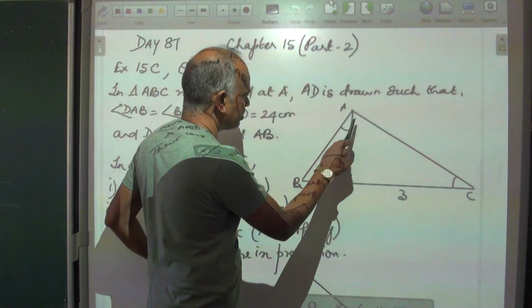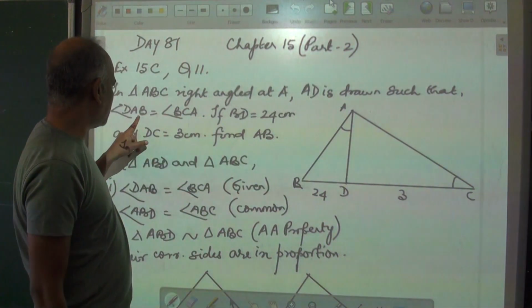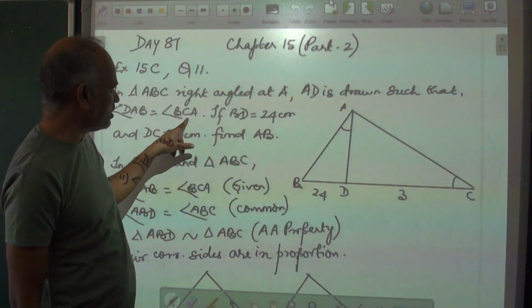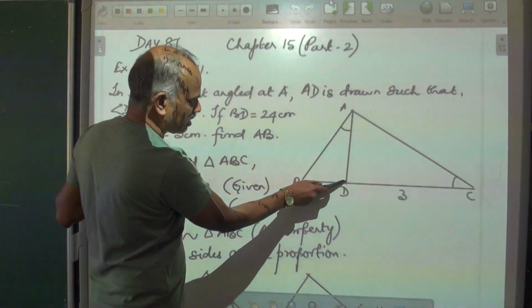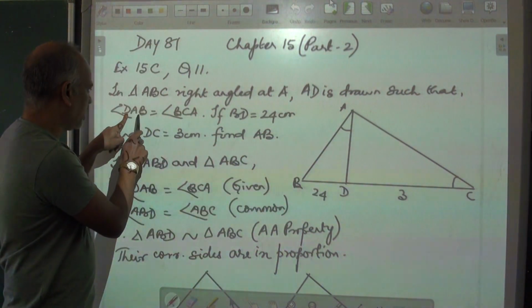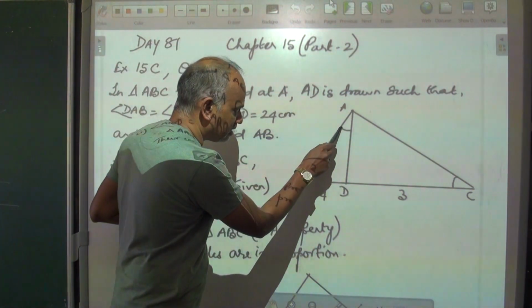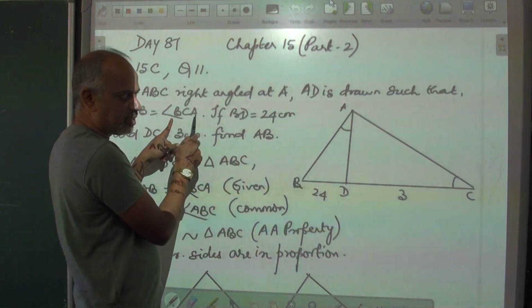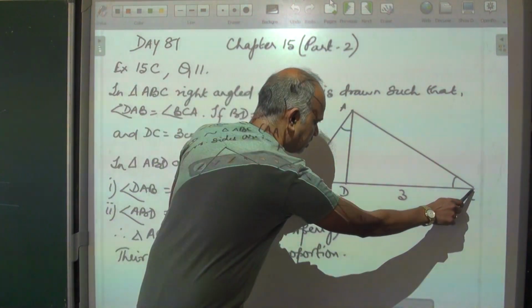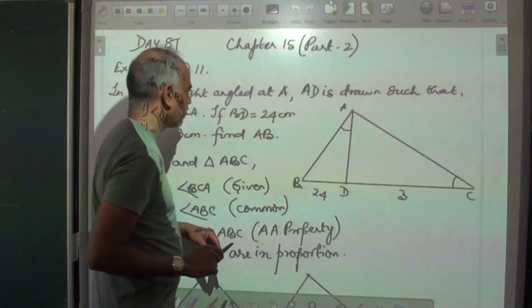This angle is 90. AD is drawn such that angle DAB is equal to angle BCA. This line AD is drawn in such a way that angle DAB, that's this angle which is already marked, is equal to angle BCA, that's this angle. These two angles are same.